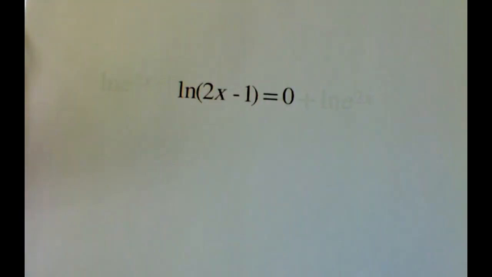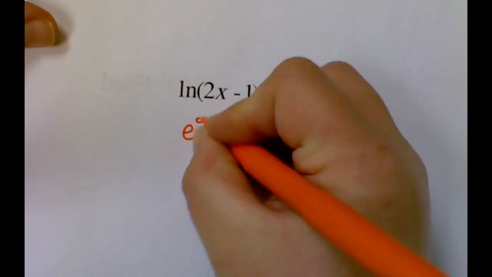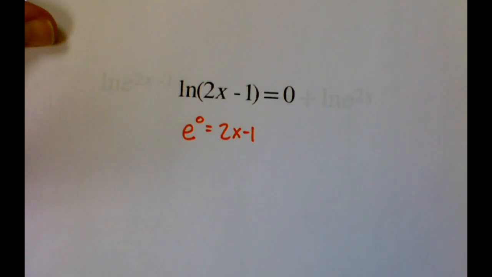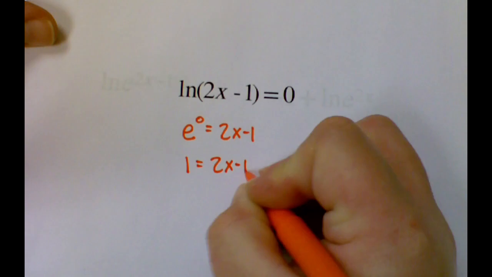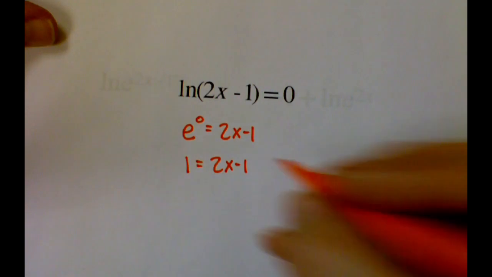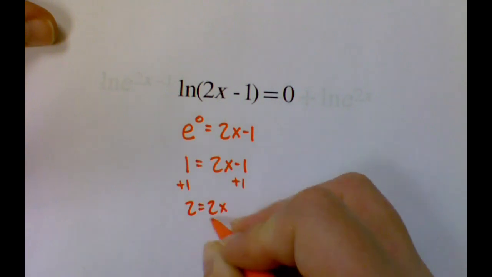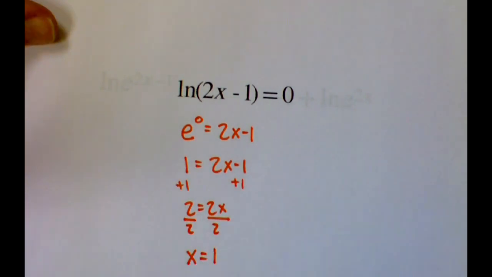Natural log of 2x minus 1 equals 0. Let's rewrite this one as an exponent. My base is e, my exponent is 0, and it equals 2x minus 1. Well, anything to the 0 power is always 1. And now I just have a simple algebra problem. I add 1 to both sides, getting 2 equals 2x. I divide both sides by 2, giving me x equals 1.